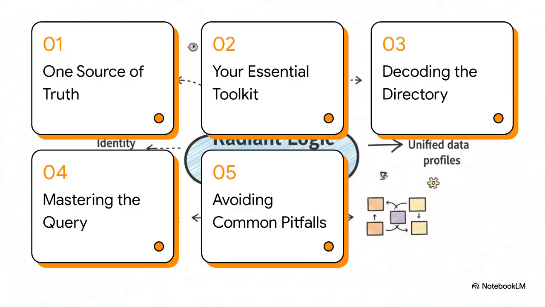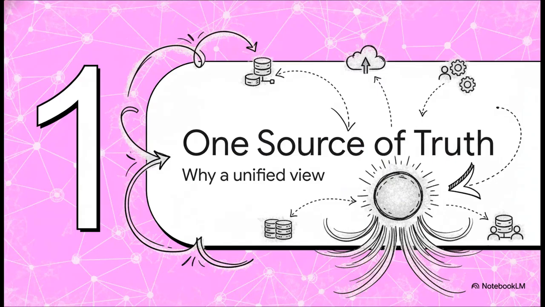So here's our game plan for this explainer. We're going to start with why having one source of truth is such a game changer. Then we'll get into the tools you'll be using. After that, we'll decode the language of the directory itself. From there, we'll master some absolutely essential queries. And to wrap it all up, we'll look at how to avoid the most common pitfalls that trip people up. Okay, let's kick things off with the big idea, the core concept.